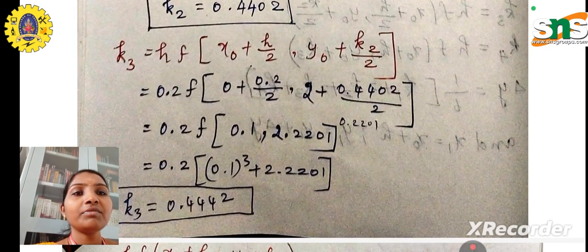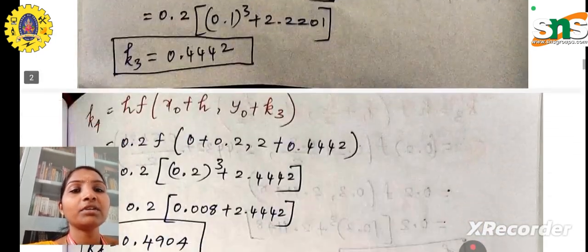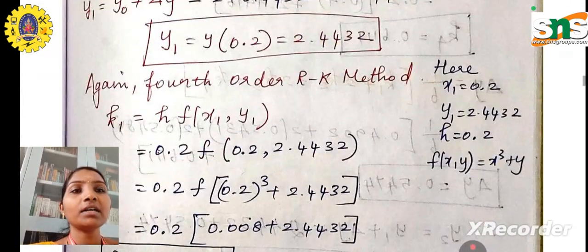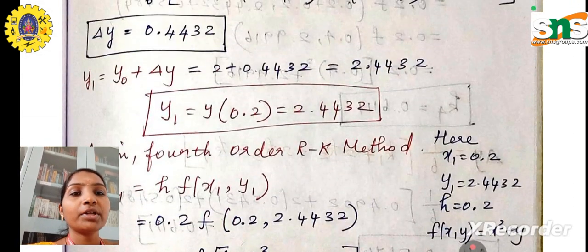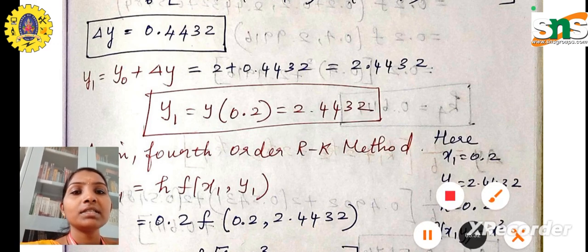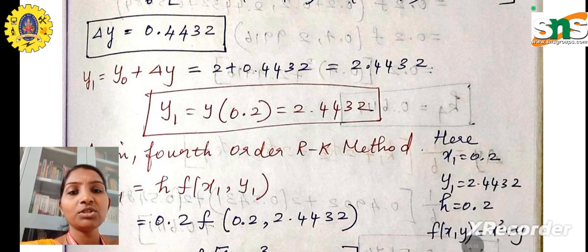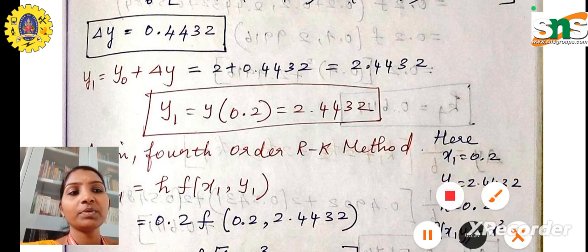Similarly, we are going to find k3 and k4, and finally we are going to find the value of y of 0.2. We will discuss these other constants in the next video, and we will complete the problem in the next video. Thank you.